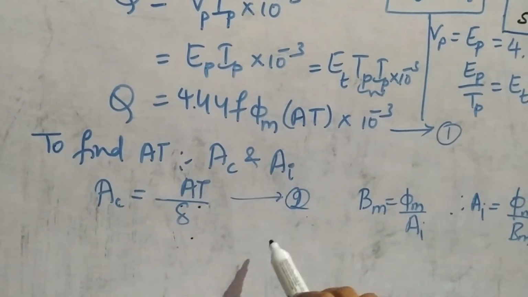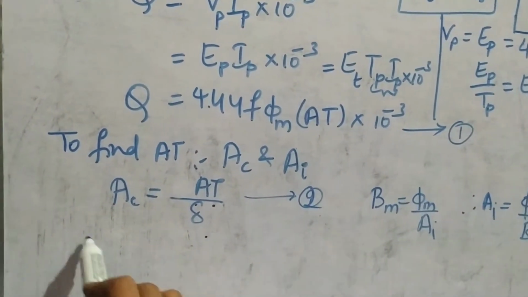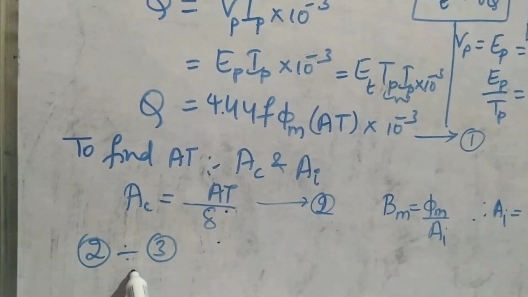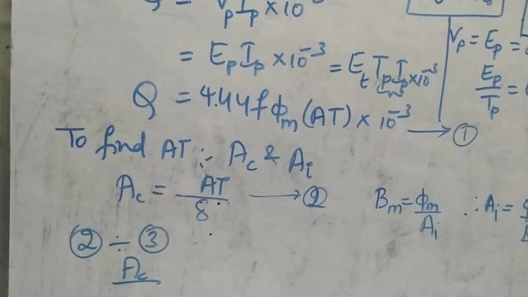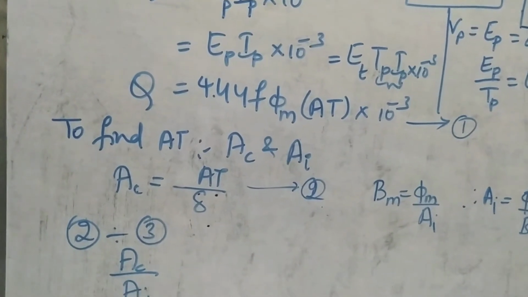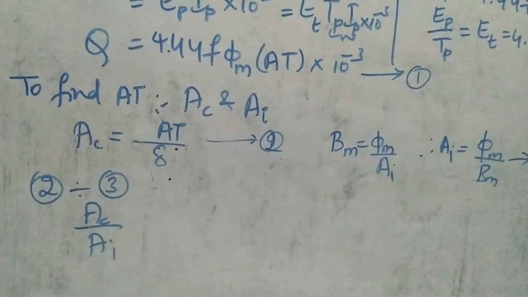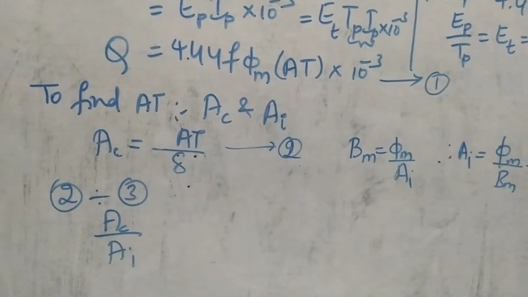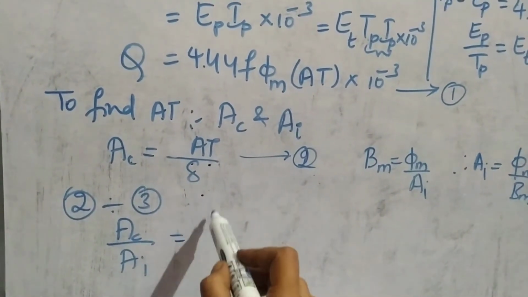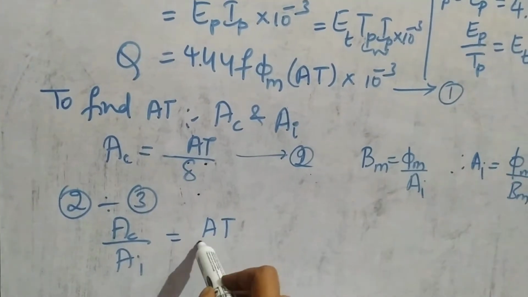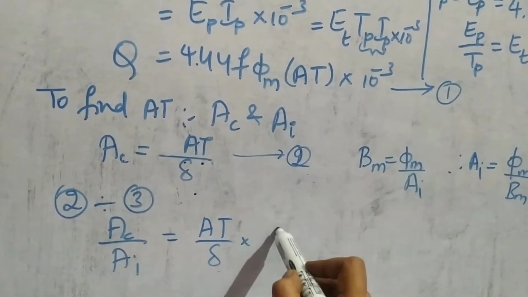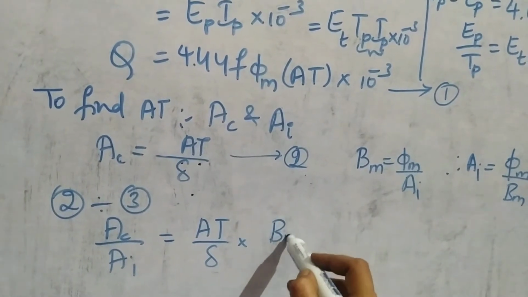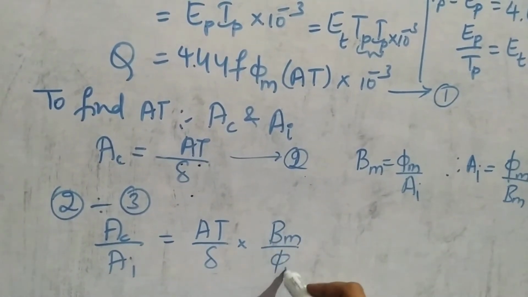Now let us divide these two simple equations. Let us divide equation number 2 with equation number 3. What is that ratio you will get? AC divided by AI is equal to AT by delta multiplied by this; when you divide it, this Bm will come to the numerator and this will be in the denominator.